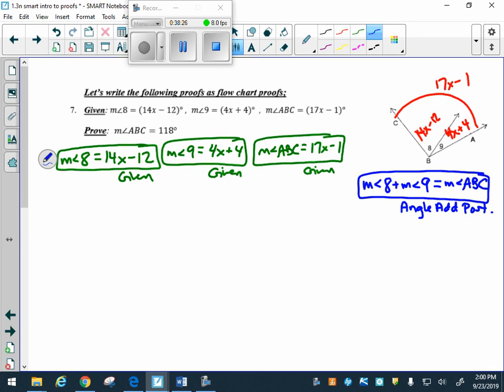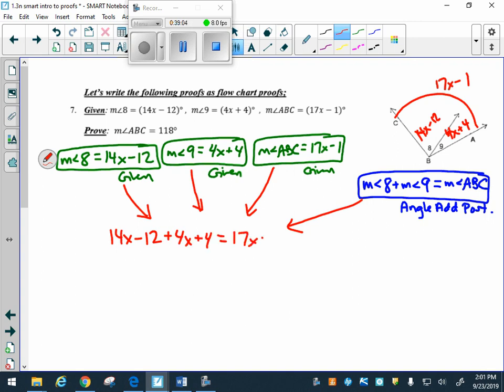Are we ready to do substitution? Remember, substitution is with equations. Do we have an equation? Oh, yeah, there's an equal sign, right? So now we're ready for substitution. Good. So now we're going to take this equation here, and we're going to rewrite it, replacing the measure of angle 8, the measure of angle 9, and the measure of angle ABC. So our result is going to be 14x minus 12 plus 4x plus 4 equals 17x minus 1. And the reason is substitution.